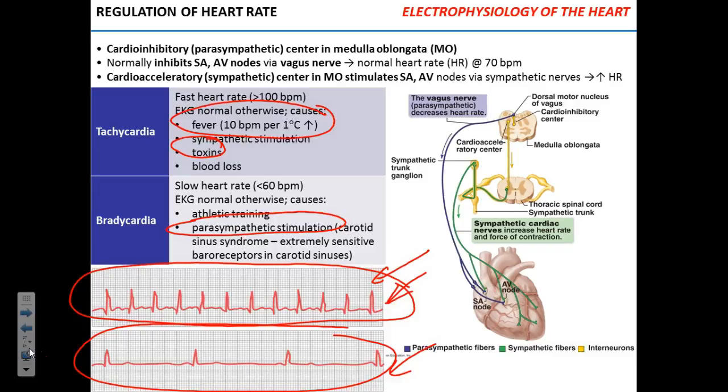So why is it not 100? Why is it not the rate that the sinoatrial node sets? Something slows it down. It turns out that this is the vagus nerve. Okay? You see the blue nerve right here? That blue nerve delivers the motor output to the SA and AV node, constantly slowing them down. Does that make sense? So the heart is essentially under parasympathetic control.